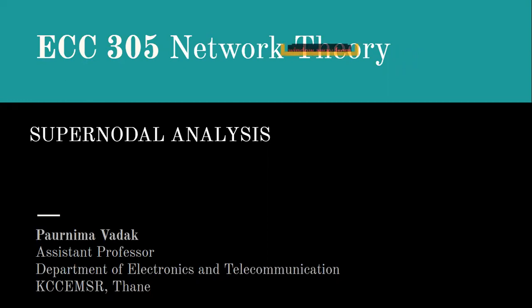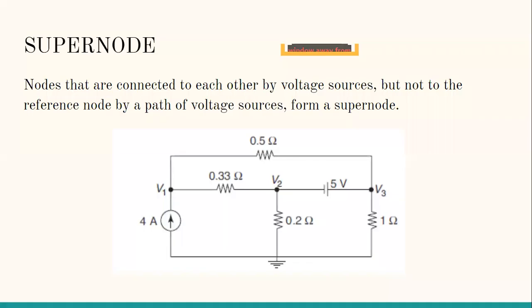In today's lecture, we are going to study about the supernodal analysis. We have already seen the problems on node analysis in which we use the Kirchhoff's current law. According to the statement of Kirchhoff's current law or KCL, the algebraic sum of all the currents at any particular node is equal to 0. The node is nothing but a junction where more than two branches come together.